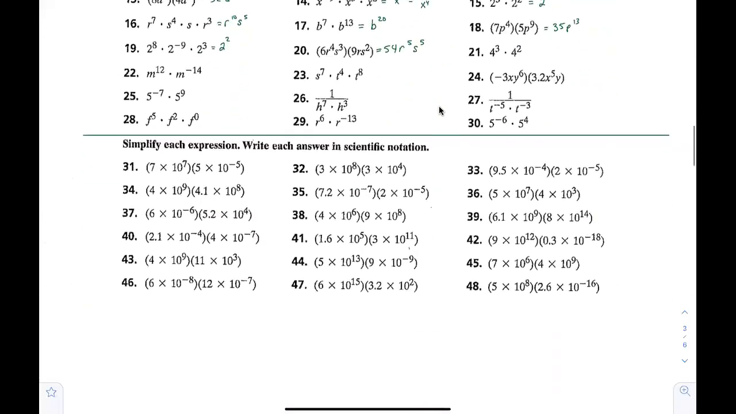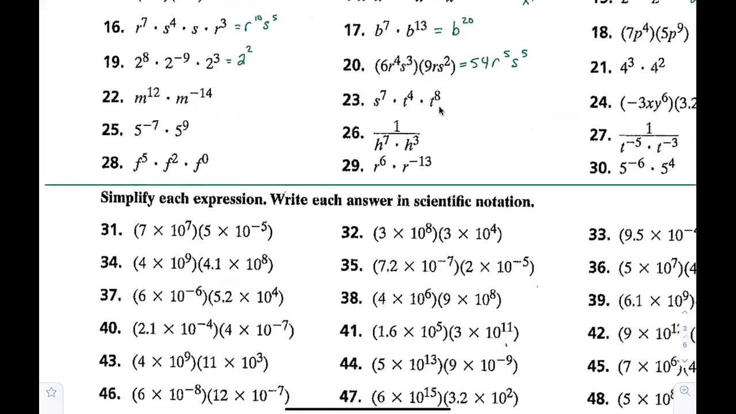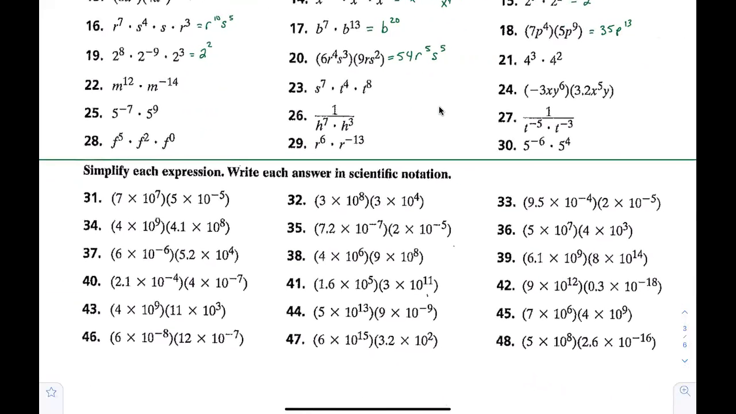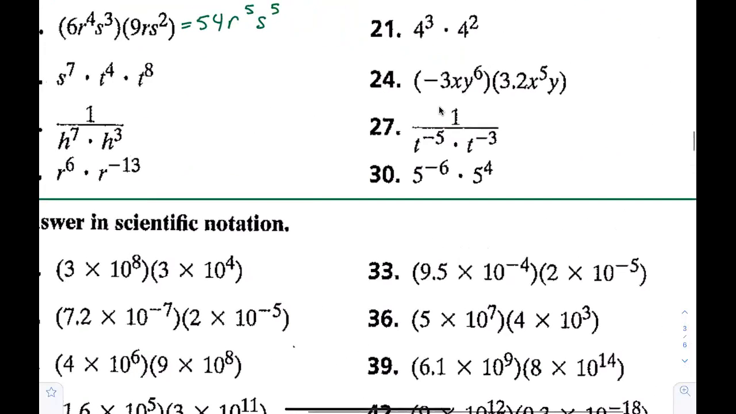So I asked you to finish up 19 through 30, correct? Or 21 through 30, kind of like what we did yesterday. William, why don't you start us off today with 21? What did you get?